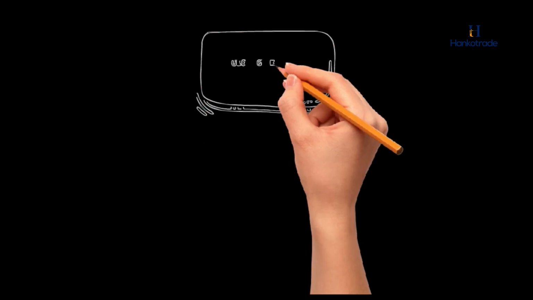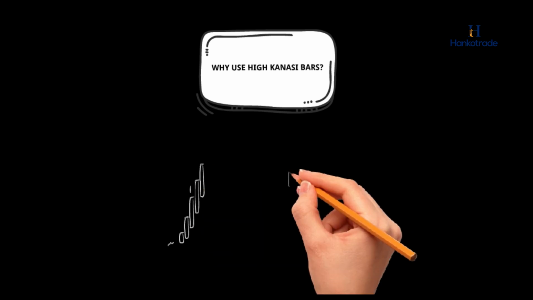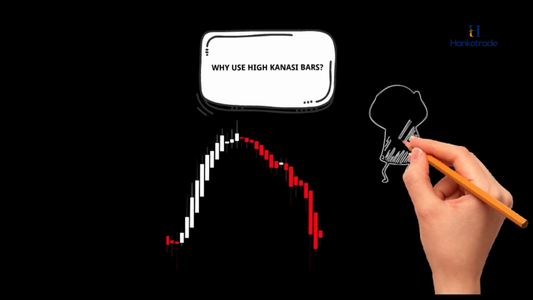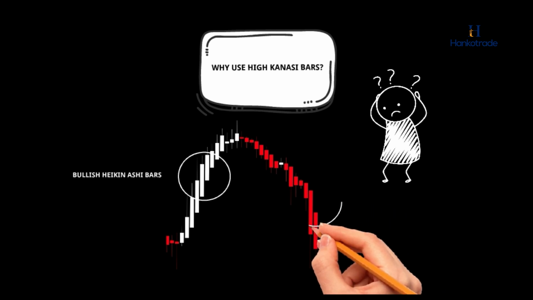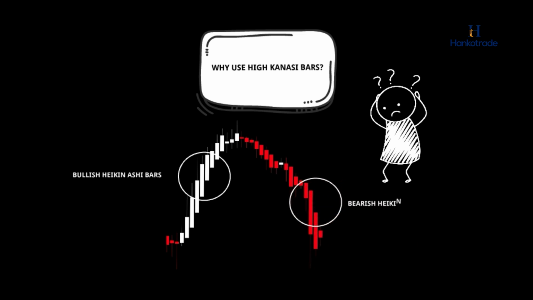Now that you understand what Heiken Ashi bars are and are familiar with the 3 different types of Heiken Ashi price action patterns, you might be wondering why we use Heiken Ashi bars for our trading. The answer is simple: because they help simplify trade entry and exit decisions.